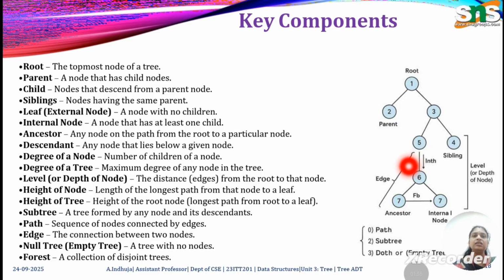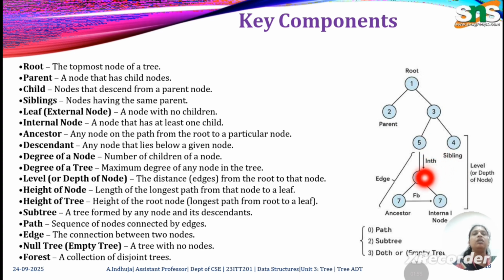Ancestors: any node on the path from the root to a particular node. So for node 4, you will have ancestors, that is the previous nodes. Those are called ancestors. Descendant node means successor of this node. For 5, 6 is the descendant node or successor node.